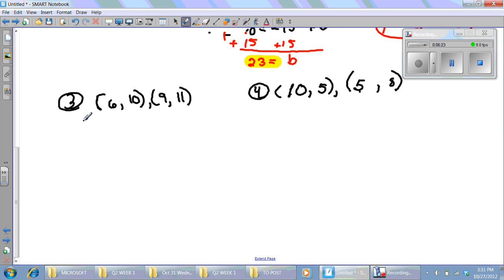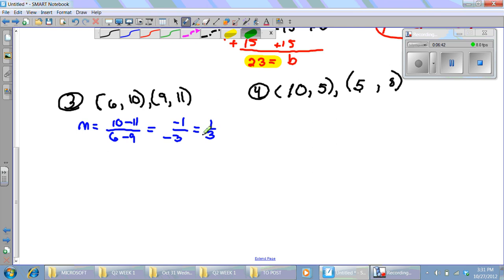Okay, step 1, I'm going to find the slope. So in this case, I'm going to do 10 minus 11 over 6 minus 9. I'm going to get negative 1 over negative 3, which is going to simplify to 1/3. So my slope is 1/3. And I'm just going to go ahead and highlight that. I'm going to use that guy a couple times.